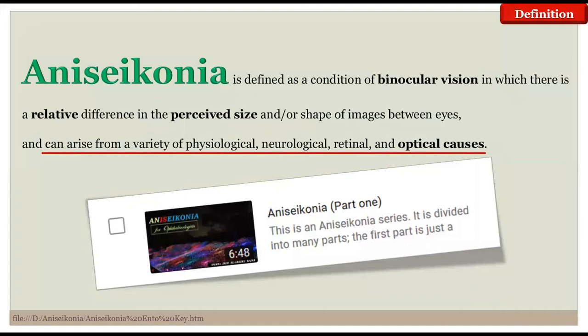and optical causes. Here I highlighted the most important keywords in the definition, like binocular vision, relative difference, perceived size, and finally, as you see here, I wrote optical cause in red since it is a major cause for aniseikonia. And that's why this part will focus on this particular cause. And I will dive a little bit deep in optics today, so bear with me.